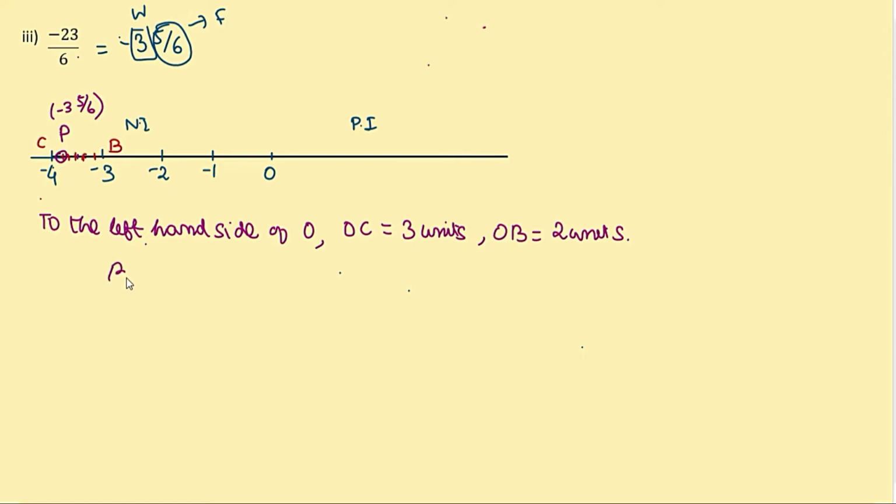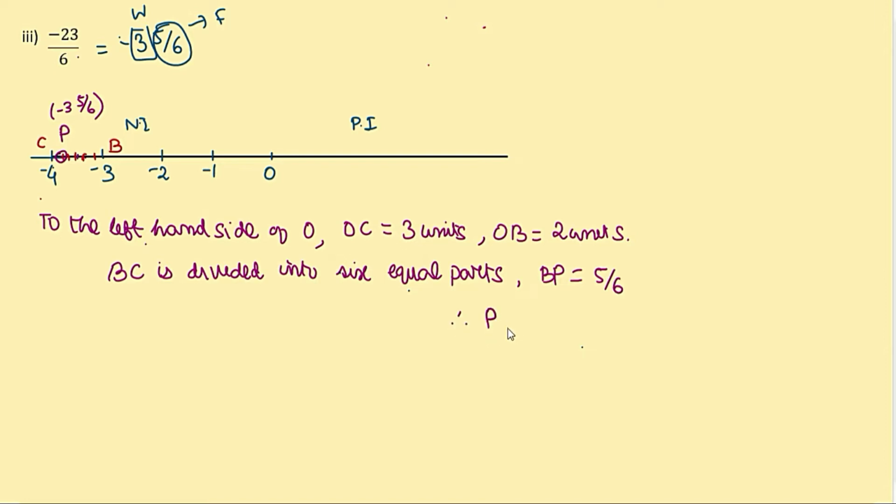Okay, now BC is divided into 6 equal parts, and BP equals to 5 by 6. Therefore, P represents minus 3 5 by 6, that is minus 23 by 6.